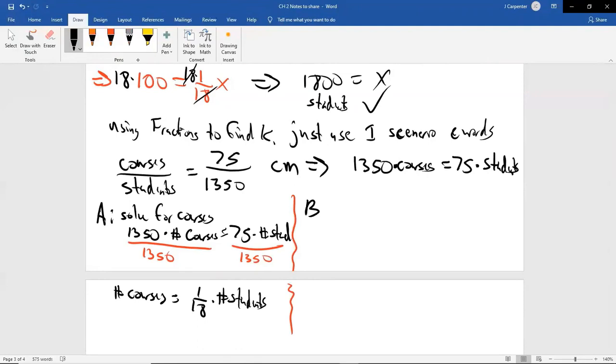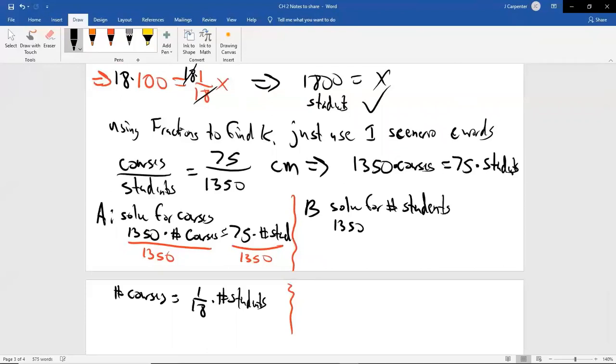Or the second scenario, so that says if you know the number of students, you can just plug that in here, multiply it by 1/18, and you'll figure out how many courses you need to offer. Or if I took that original thing and I solved for the number of students, which would have been more relative to the problem we actually had.